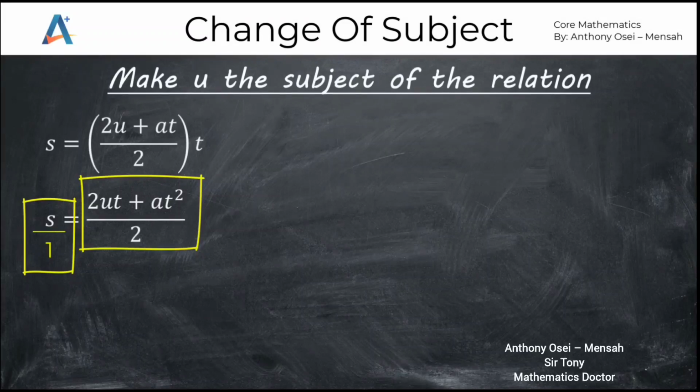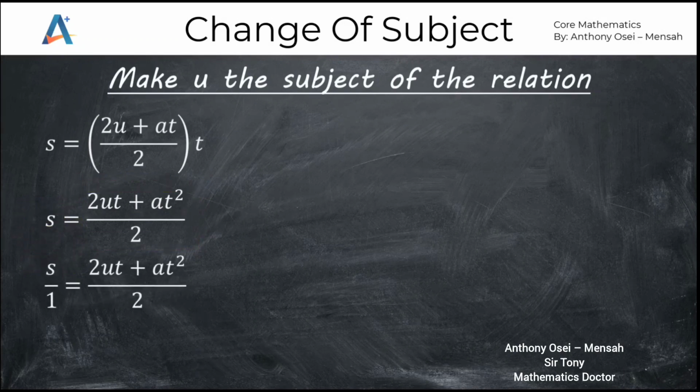On the other side, if you want to use the LCM to multiply both sides too, you can go ahead. The LCM, or the least common multiple, will be 2. Let's use cross multiply here. In cross multiply, s will be divided by 1. Just to clarify, it's equal to 2ut plus at squared, all divided by 2.